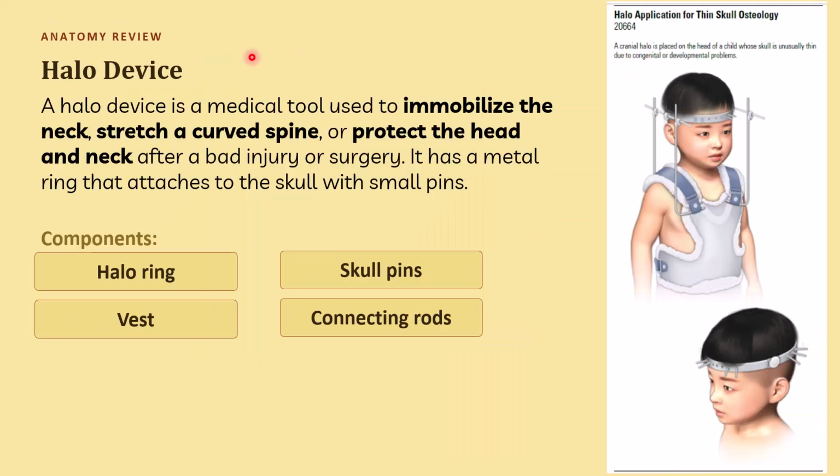Halo device, this is an important one. You can see here. A halo device is a medical tool used to immobilize the neck, stretch a curved spine, or protect the head and neck after a bad injury or surgery. It has a metal ring that attaches to the skull with small pins. The components of the halo device are halo ring, vest, skull pins, and connecting rods.